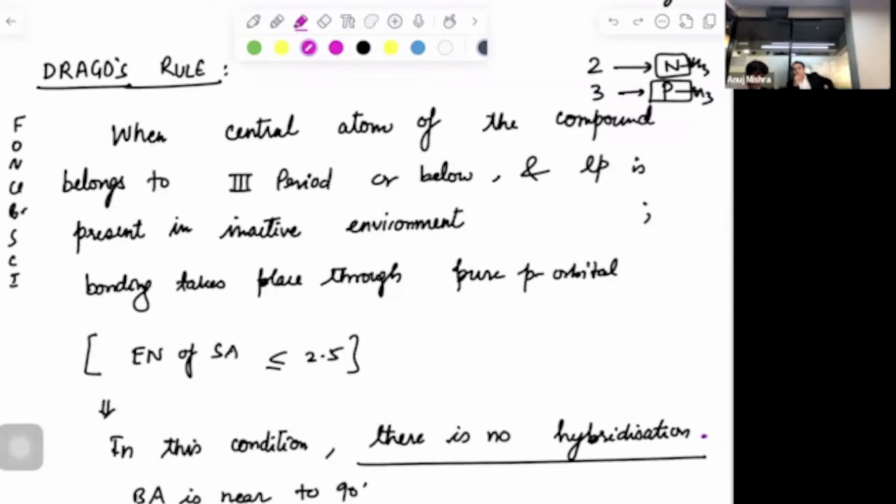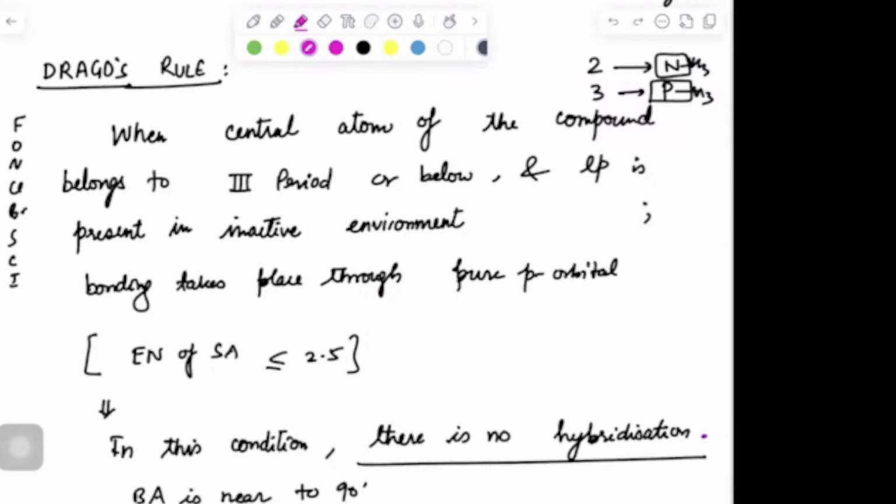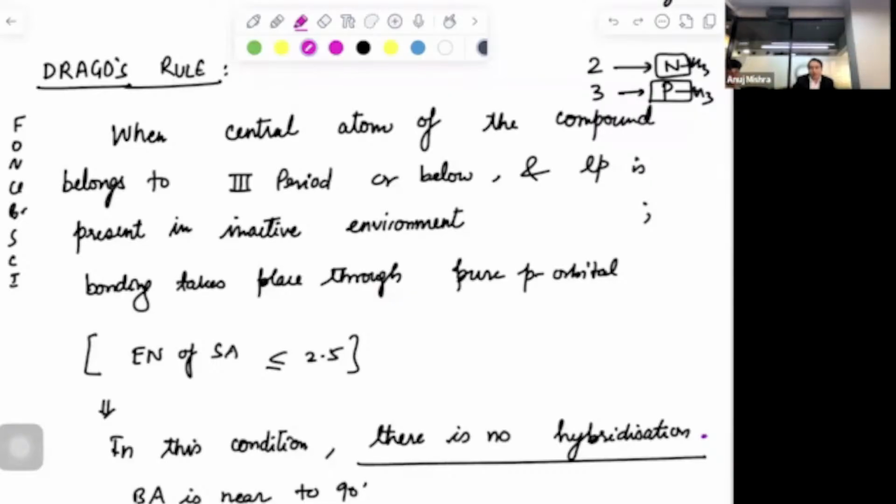The electronegativity of the surrounding atom is less than or equal to 2.5. So I'll give an example now. What is ammonia's hybridization? sp3. What is the shape of ammonia? It has one lone pair. The regular geometry is tetrahedral, but the shape will be trigonal pyramidal because of the lone pair. Is it clear? So ammonia is trigonal pyramidal.